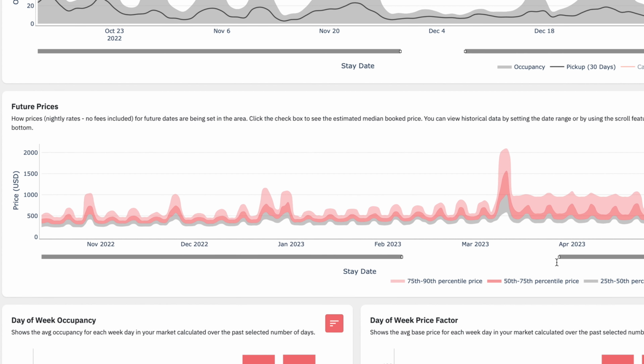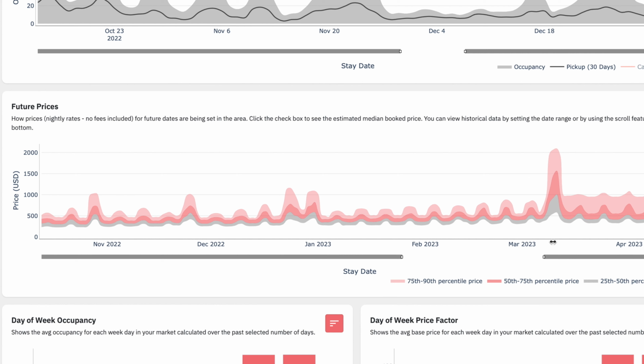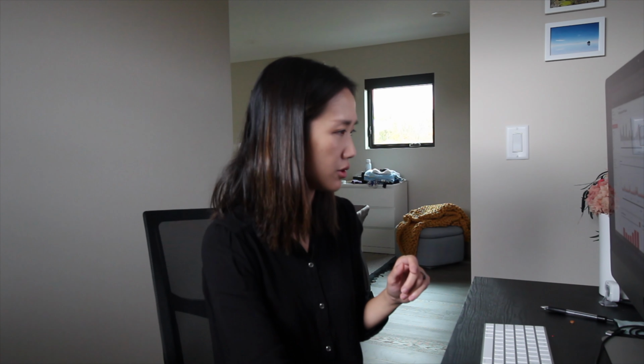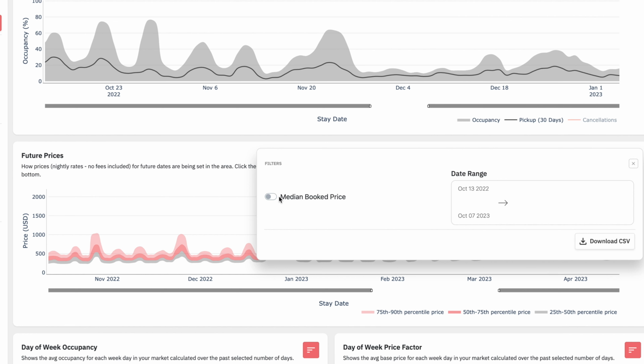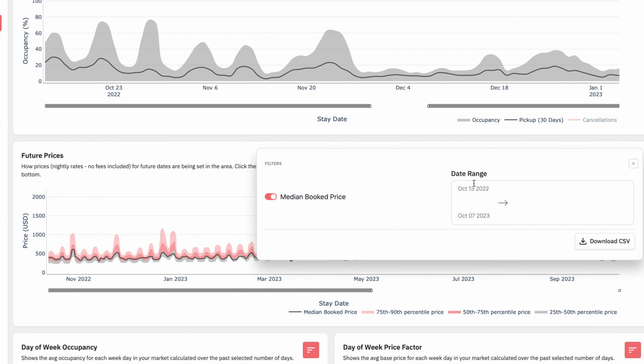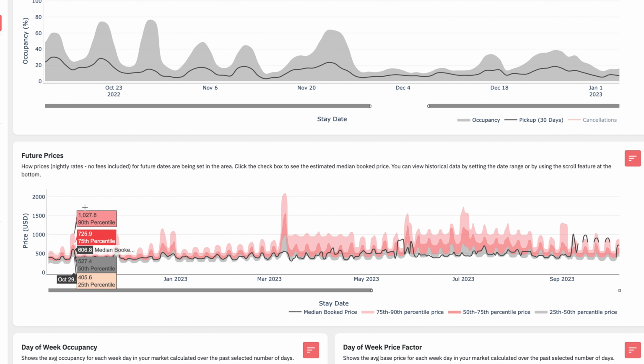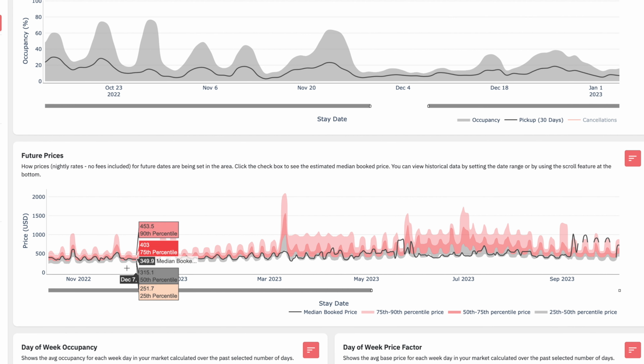For future prices, this one I also like to scoot back to a more reasonable calendar. I'll include spring break on this. And then I usually like to add the median booked price, which shows up as a black line. And again, I'm not too worried about these November dates. Let's go straight to December, which is where some of my weekend openings are.